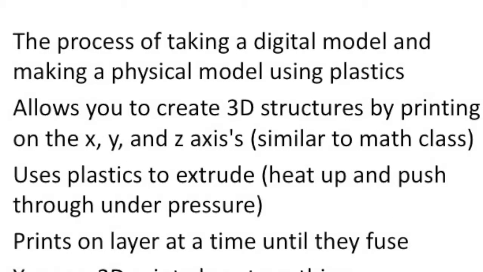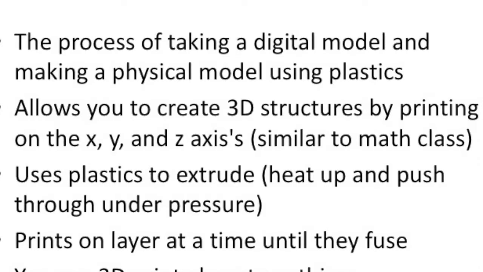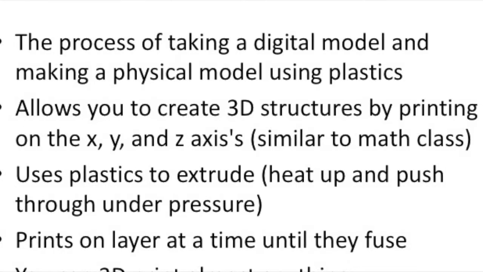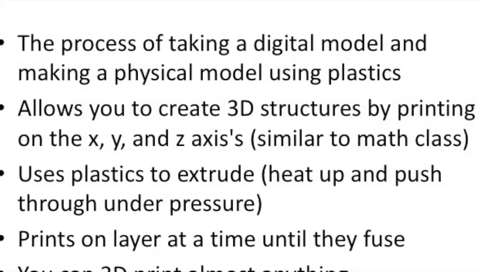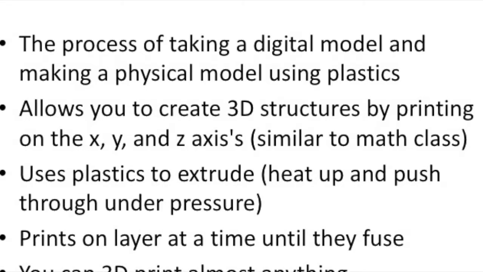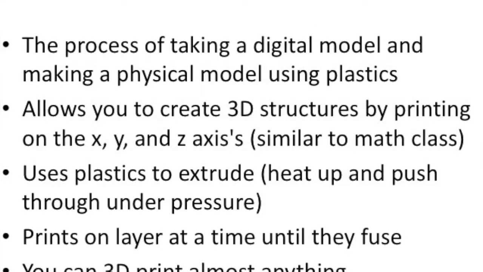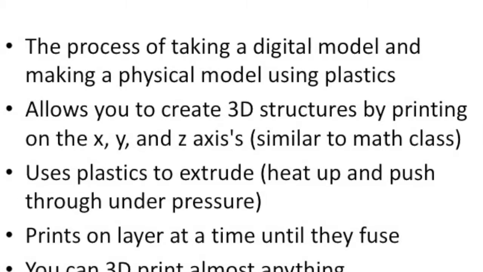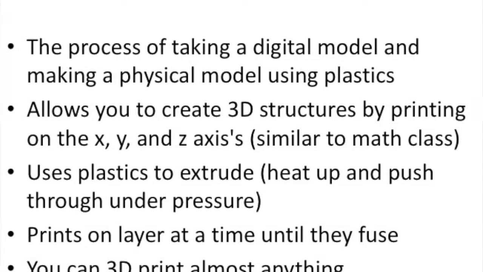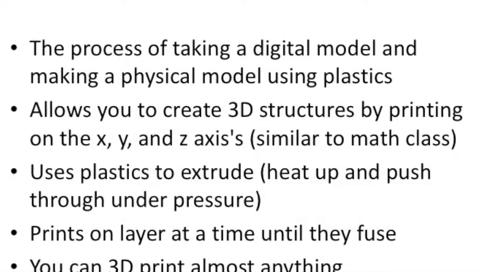But given the history of 3D printing, what actually is 3D printing and how has the technology derived from AMT to actually being able to print on a smaller machine that's not in a large room and that can actually sit on a desktop? Well, 3D printing is the process of taking a digital model and making it a physical model. And typically we use plastics when we do this. It allows you again to create 3D structures by printing them along an X, Y, and Z plane, similar to what we learned in math class.